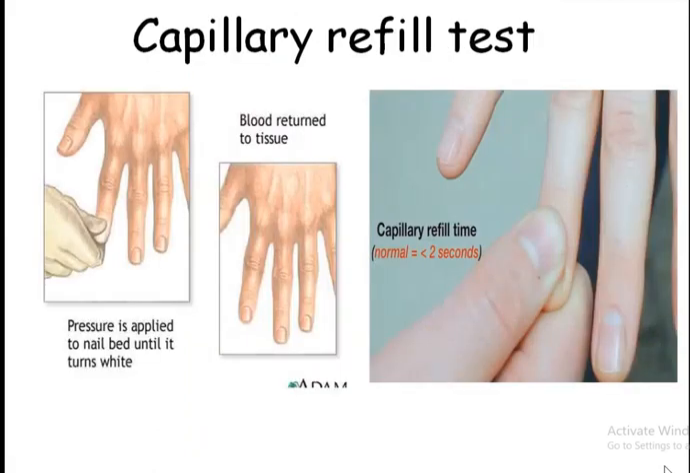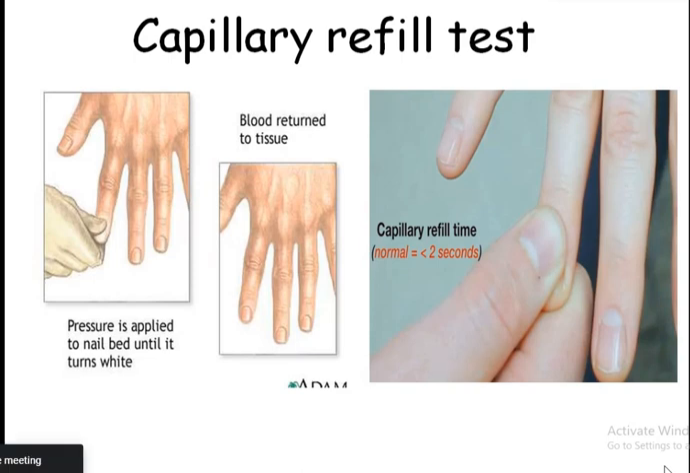Then coming to this important test, usually people don't do it. Doctors usually skip this test, but it is a very important test. How to do it? You press the nail of the patient to blanch it so that it becomes white, and once it becomes white, just leave it. Then you will see that within 2 seconds there will be a gushing of blood, and it will change its color back to pink.